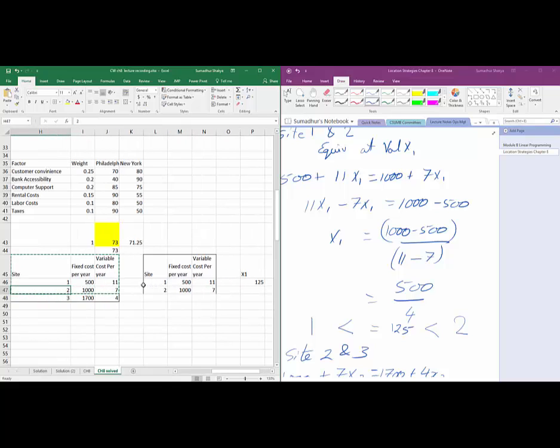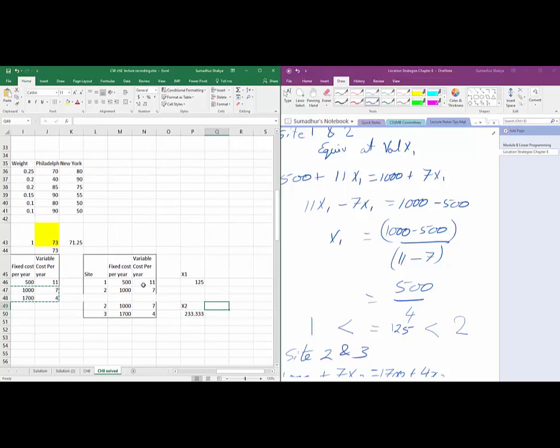And then I'm going to compare site 2 and 3. Let that be x2. With a similar process, it'll come out to be 1700 minus 1000, right? Divided by 7 minus 4. Now, this is site 1 and 2. This is site 2 and 3.